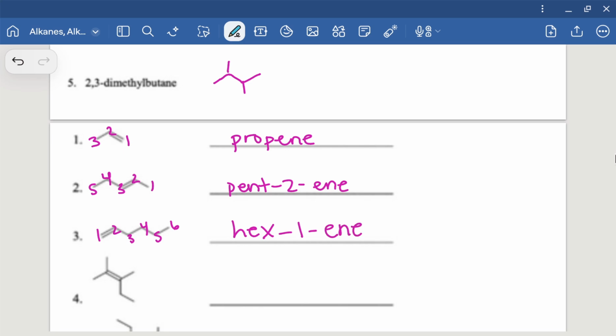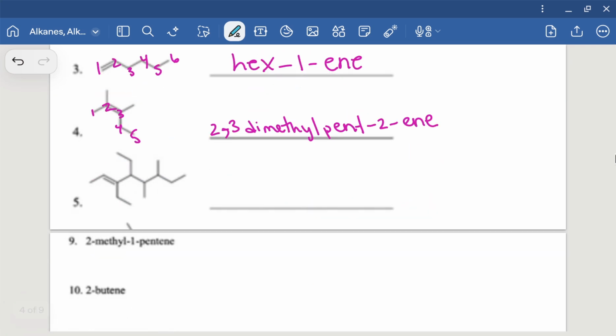The next one here, finding your longest chain, 1, 2, 3, 4, 5. So it doesn't have to be in a straight line, just the longest continuous amount. And then on carbon 2 and 3, you have methyl groups. So this would be 2, 3, dimethyl, your longest chain is pent. And then between carbon 2 and 3, so carbon 2, ENE for your double bond.